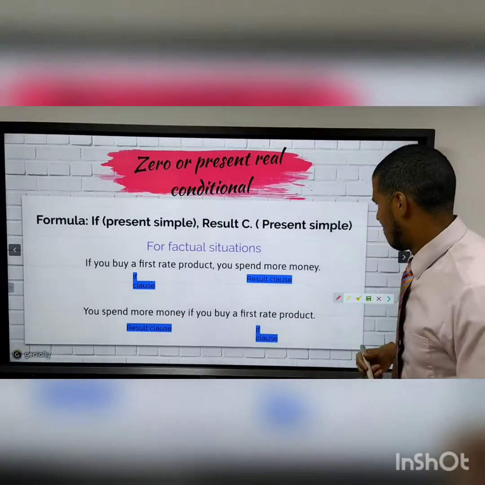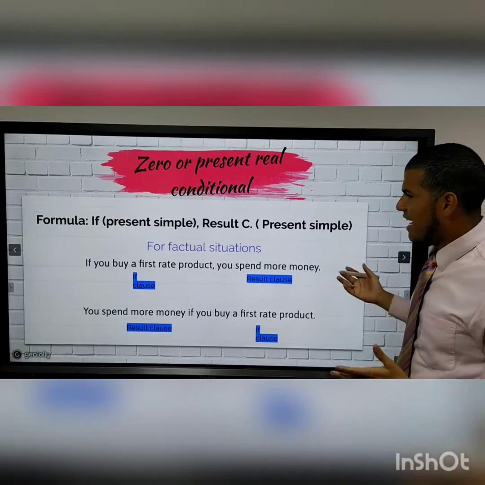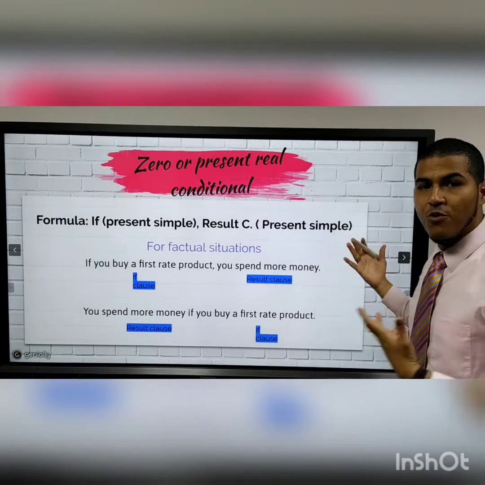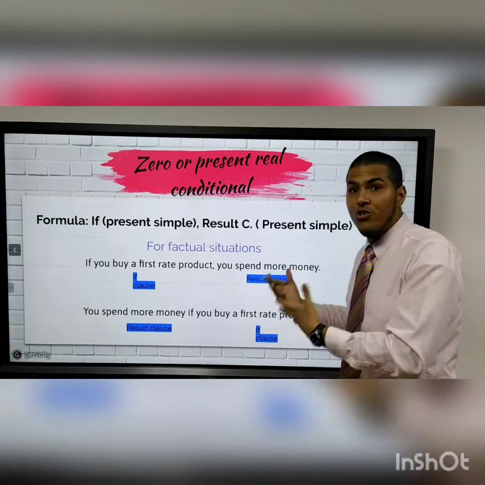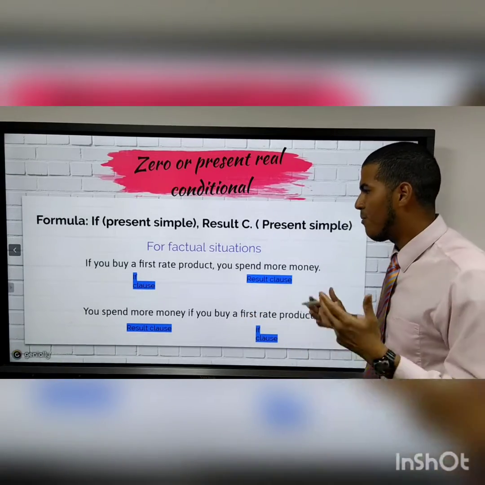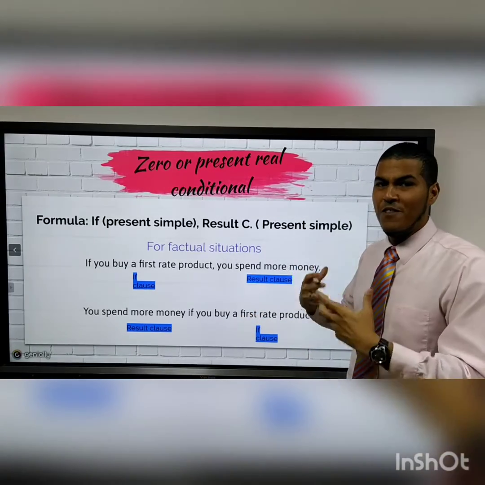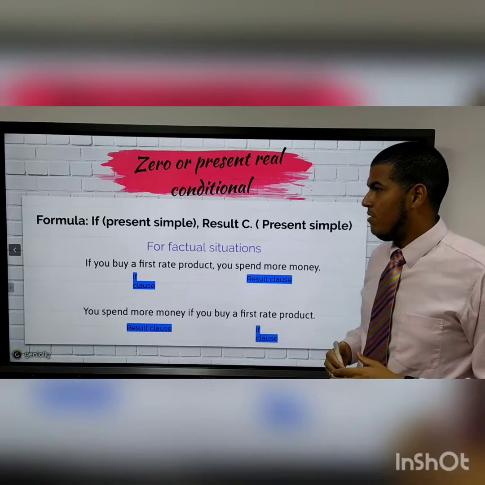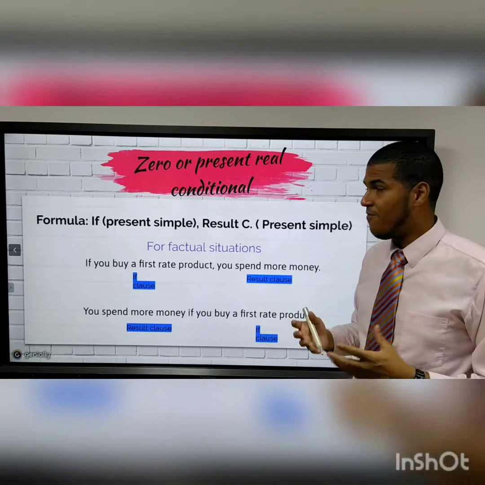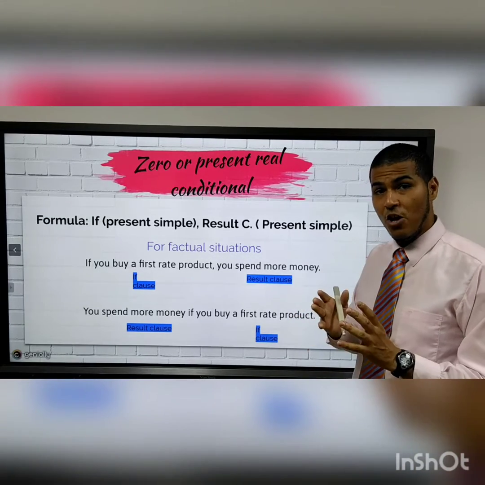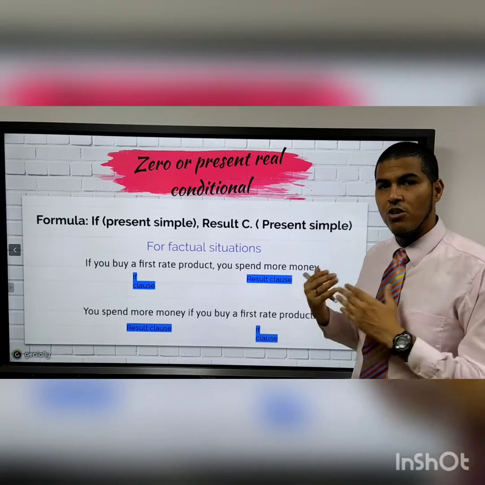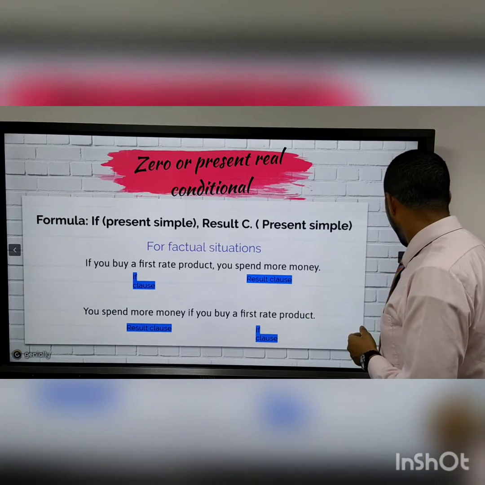Let's have a look at this. In this case, we are talking about factual situations. What a person would do in a certain situation. They are probably using their imagination to talk. The first thing you have to do is to identify what is the if clause and what is the result clause. So let's have a look here.